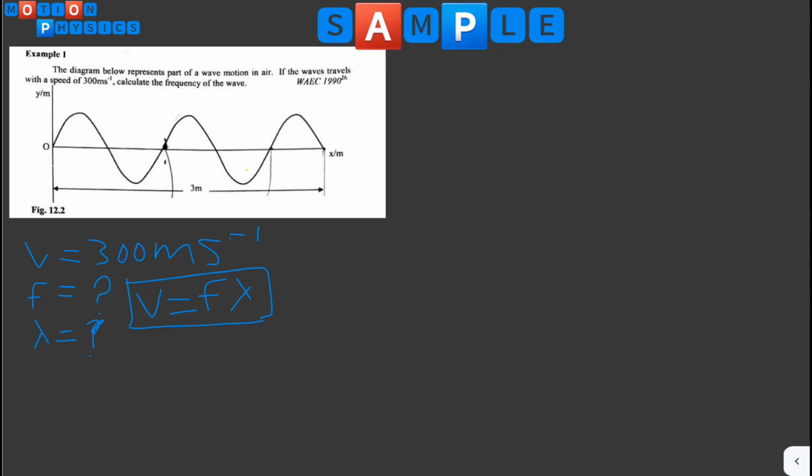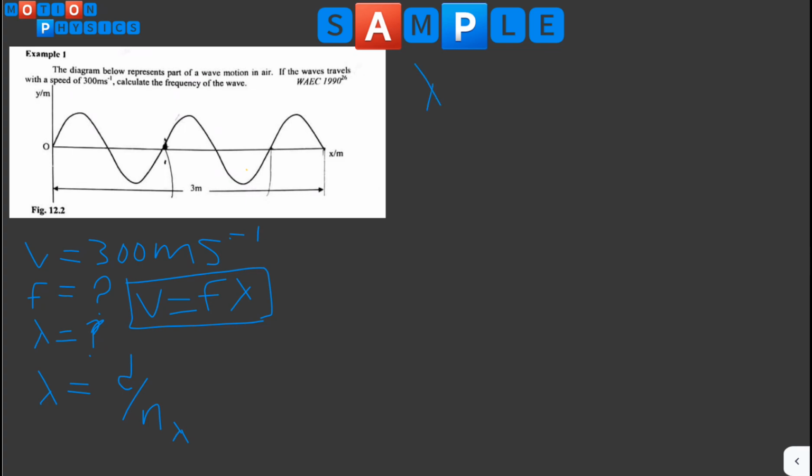So in order to get lambda, to solve for lambda, you make use of lambda equals distance over number of wavelengths. The distance over number of wavelengths. So I'm putting the small symbol of wavelength down here. This lambda will be distance over the number of wavelengths.